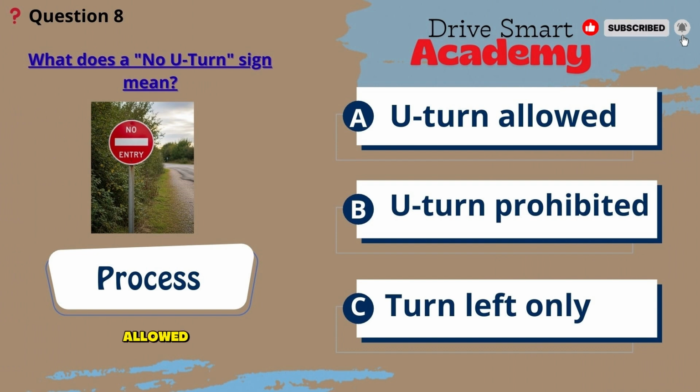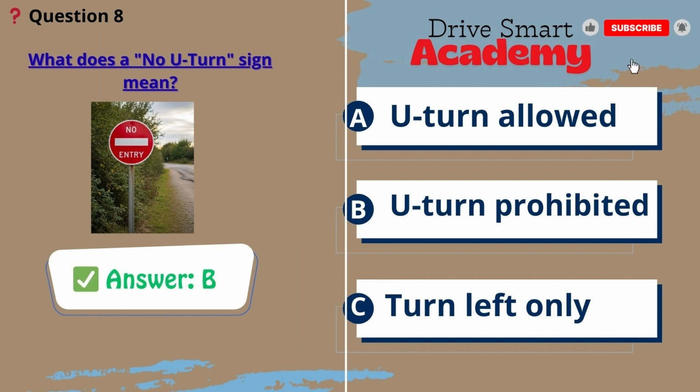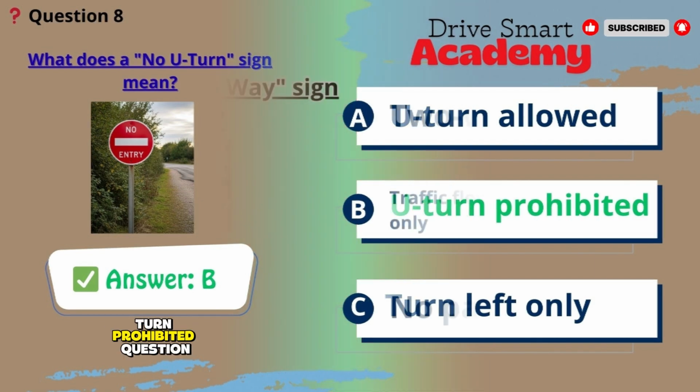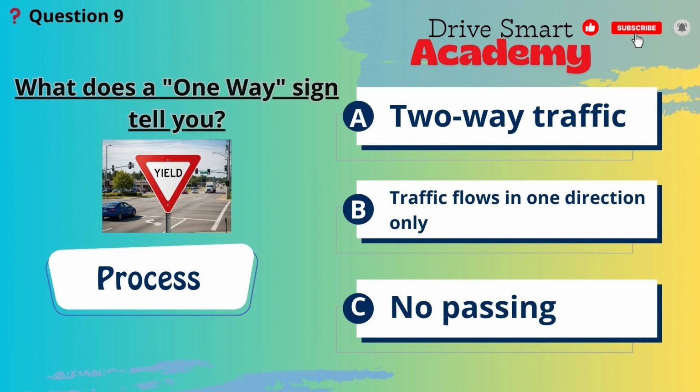Question 8. What does a no U-turn sign mean? A. U-turn allowed. B. U-turn prohibited. C. Turn left only. The correct answer is B. U-turn prohibited.